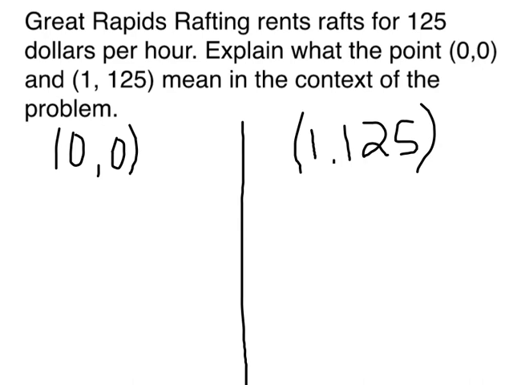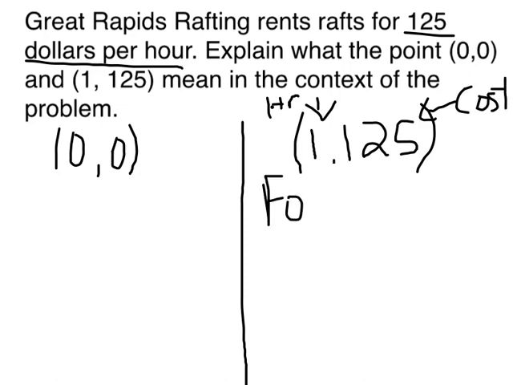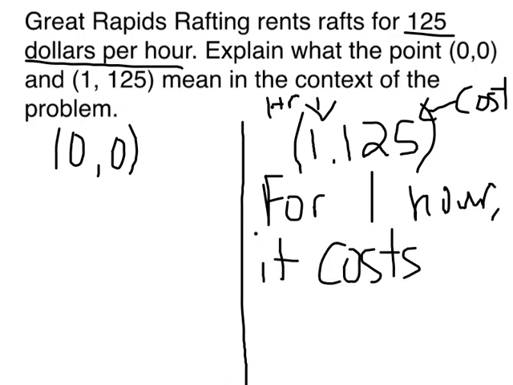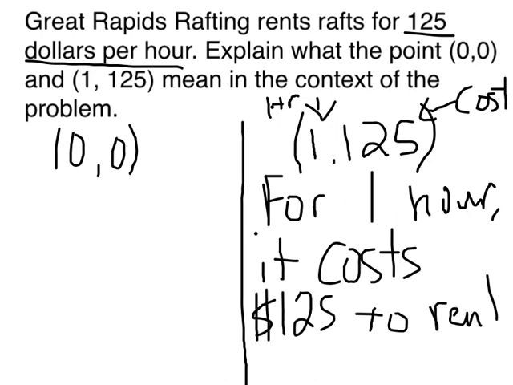If Great Rapids Rafting is renting rafts for $125 per hour, that means for 1 hour, it's going to cost you $125 to rent a raft, which means that the point 1 and 125, 1 represents my hours, and 125 represents my cost. That means for 1 hour, it costs $125 to rent a raft.